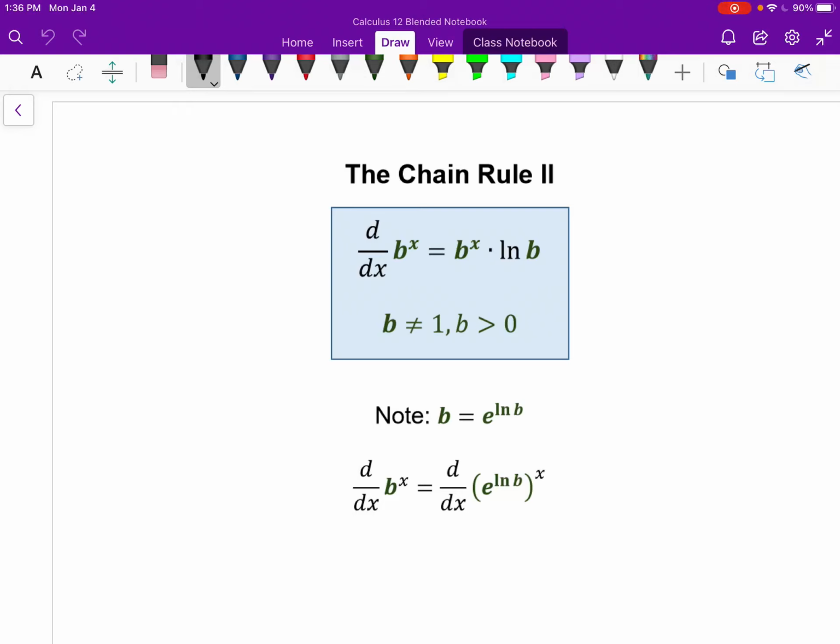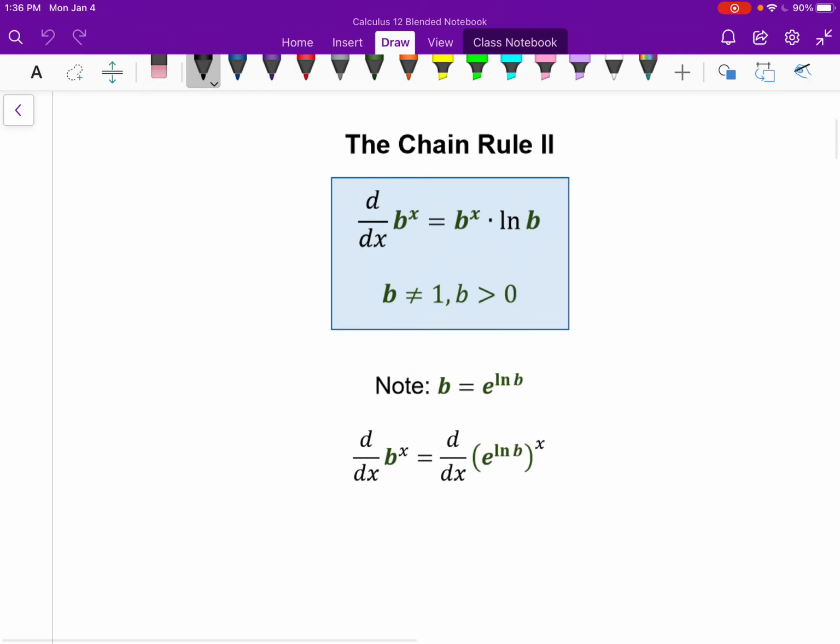So this lesson of the chain rule is mostly going to work with exponential functions that do not have a base of e. That's the majority of what we'll look at. And so I start with the derivative of an exponential function of any base.